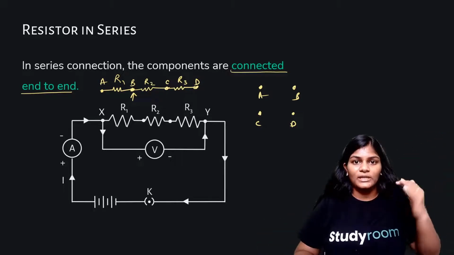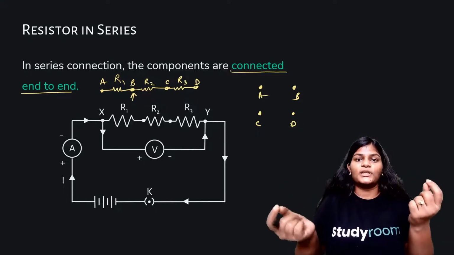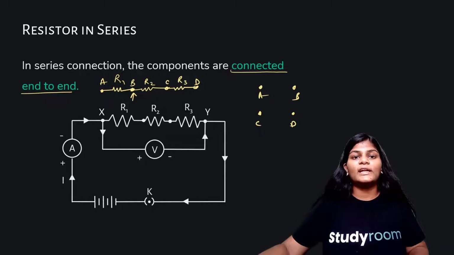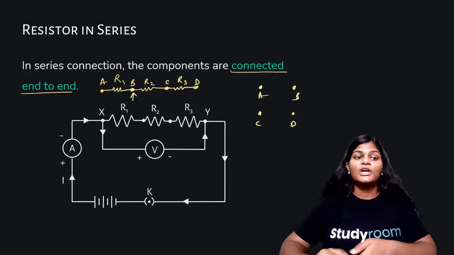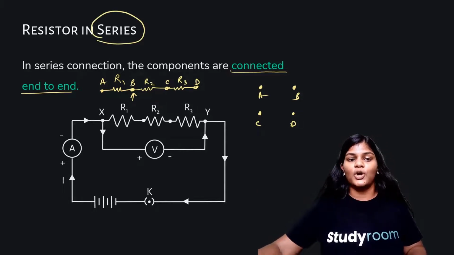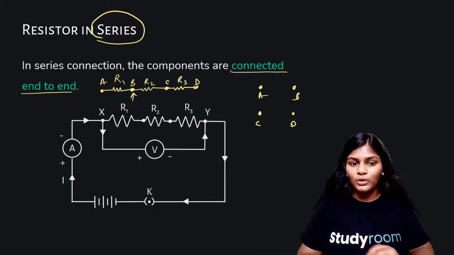That's not what I mean here. By ends, I mean the two points at the two ends of the resistor, the left and right point. They're both called ends. So basically they're connected end to end. That means that where one resistor ends, the other one starts. So that is called the series combination of resistors, when the resistors are connected end to end.